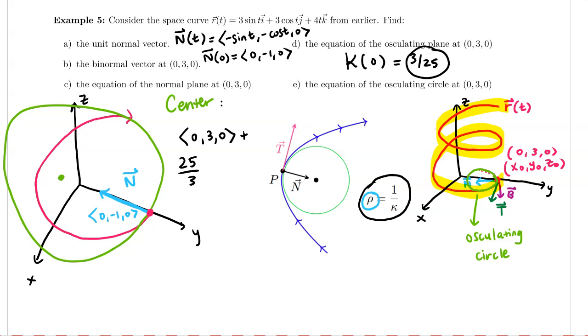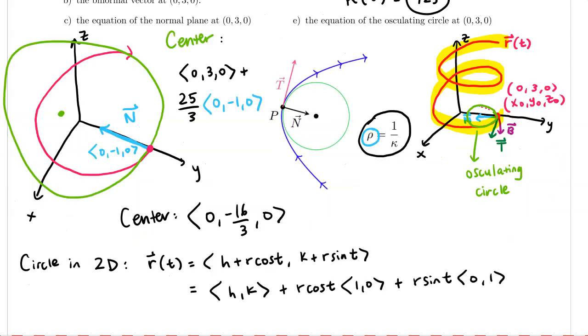And then I'm adding my normal vector that we found, which was 0, negative 1, 0 here. And so if we put this together, we can see that the center of our osculating circle, if we add those two vectors together, we end up with 0, negative 16 over 3, comma 0. All right, so I found the center of my osculating circle.